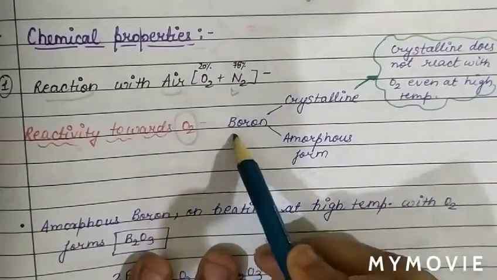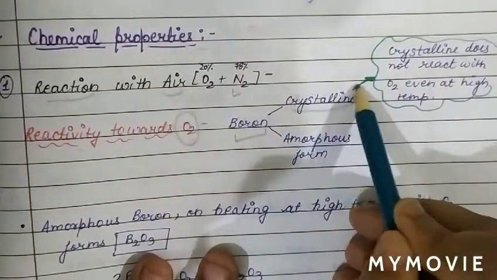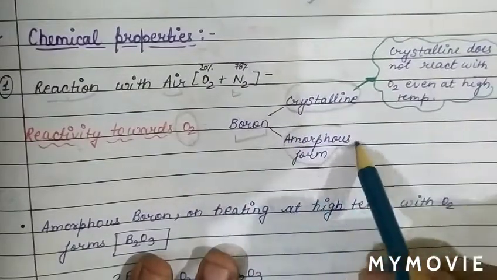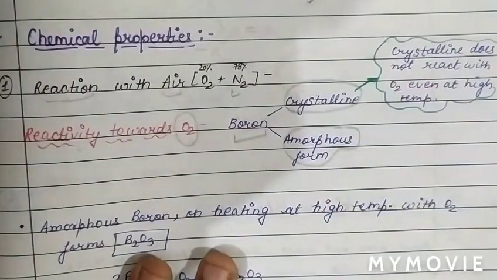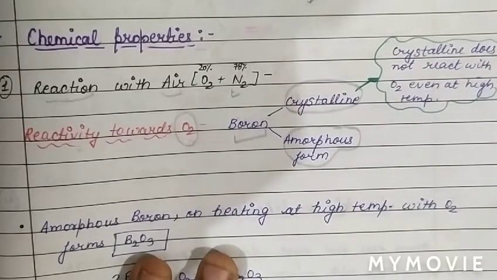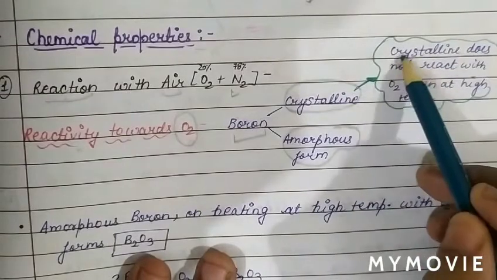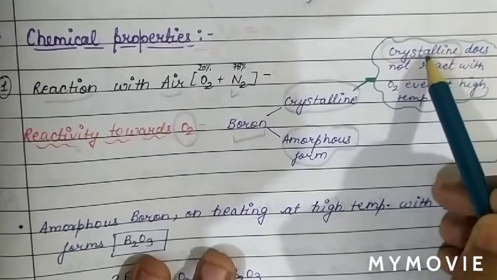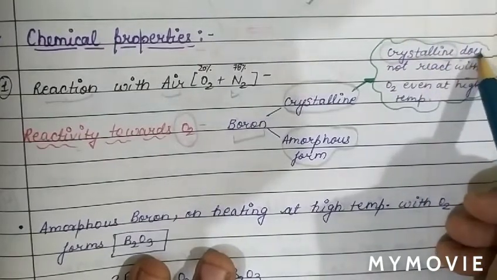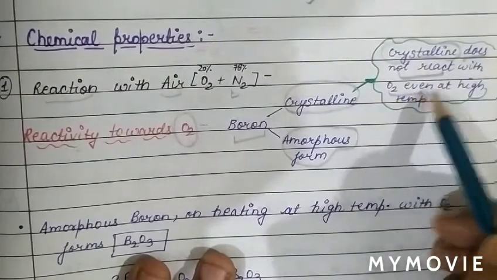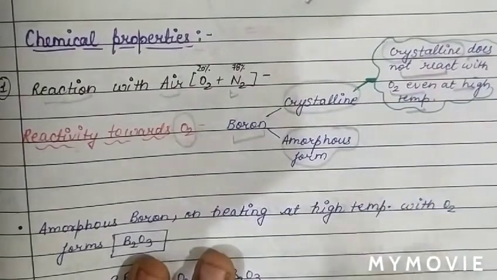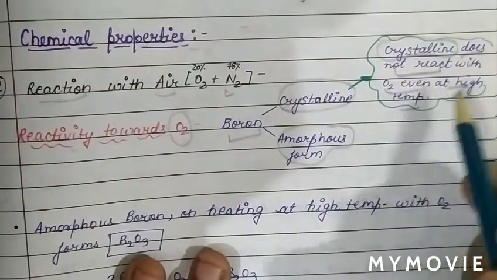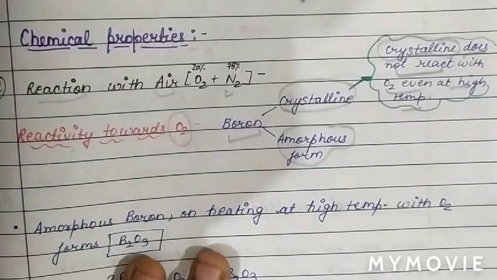As we know, boron exists in two forms, one crystalline and one amorphous. We have already discussed crystalline boron. Crystalline boron is in the form of a strong lattice, due to which it has a high melting point. Therefore crystalline boron does not react with oxygen even at high temperature, due to strong lattice formation.